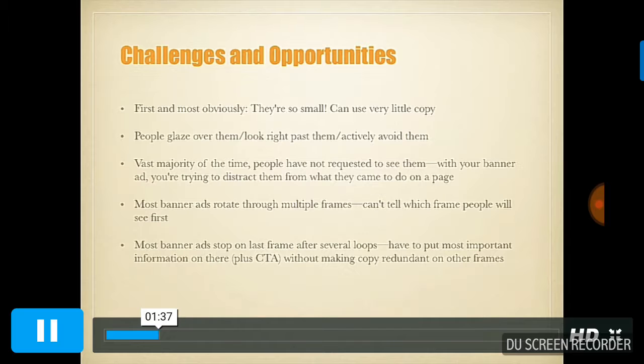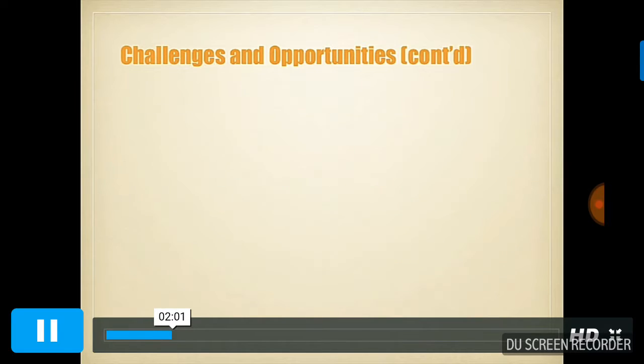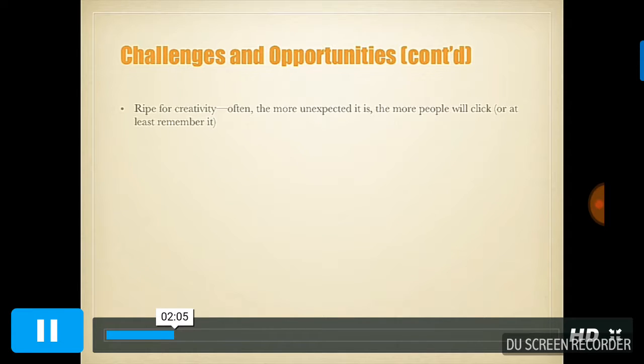So, if someone notices the banner ad on frame 1 and watches frame 1, 2, and 3, it has to be a cohesive message that isn't redundant at all. But also, if they notice it on frame 2 and see frame 2 and 3, it still has to be a cohesive message that isn't redundant. And if they notice it just on frame 3, or after it's stopped on frame 3, it still has to be a full and complete message. It's very challenging.